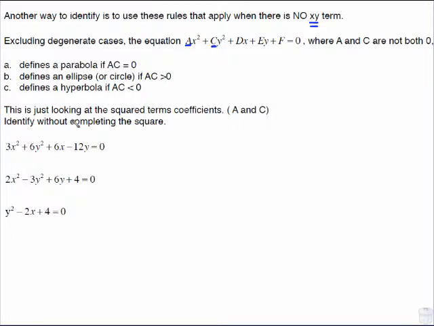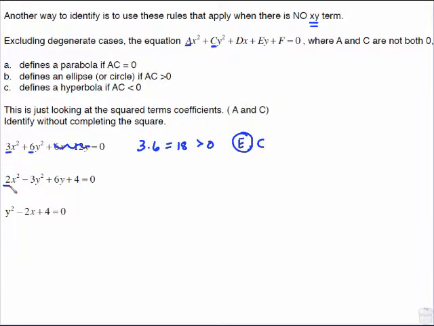So what we have to do here is we're just looking at the squared terms, just the squared terms coefficients. This does not matter. If we do 3 times 6, that's 18. 18 is greater than 0. So this tells me it's either an ellipse or a circle. Well, that doesn't help a whole lot. I need to identify which is which. So I've got to fall back on what I taught you in the previous screen, and that is these two coefficients are different, therefore it's the ellipse.